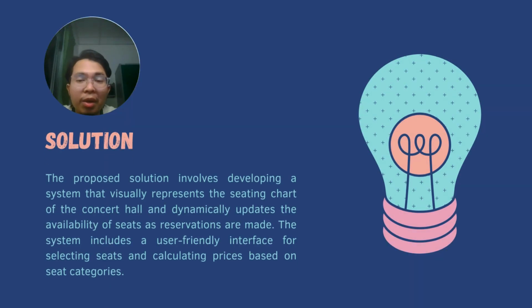Okay, now we jump into the solution. The proposed solution involves developing a system that visually represents the seating chart of the concert hall and dynamically updates the availability of seats as reservations are made. The system includes a user-friendly interface for selecting seats and calculating prices based on seat categories.